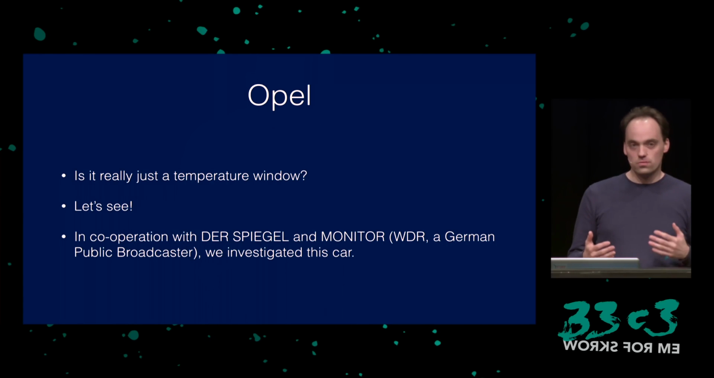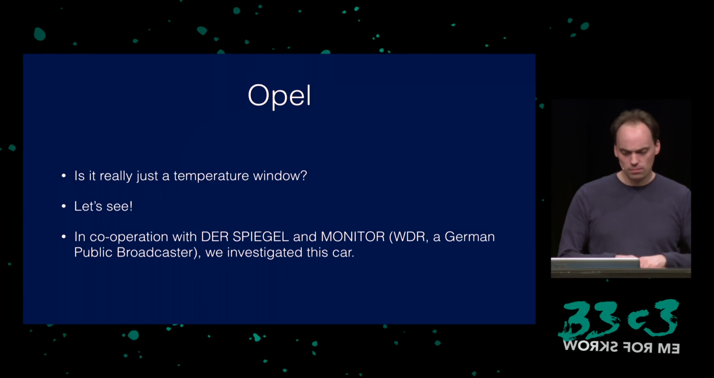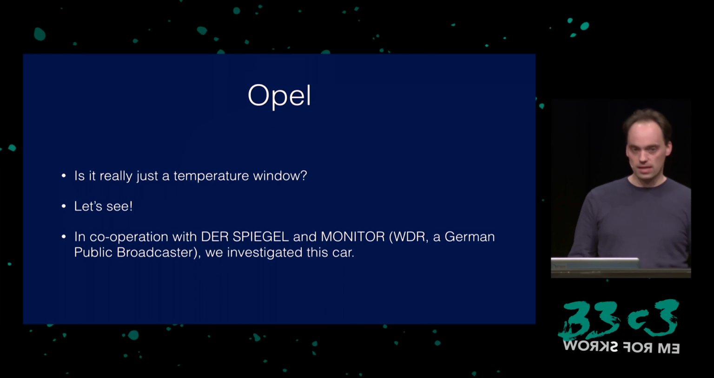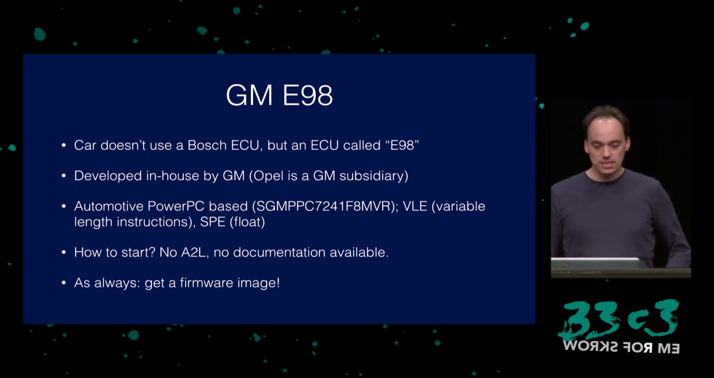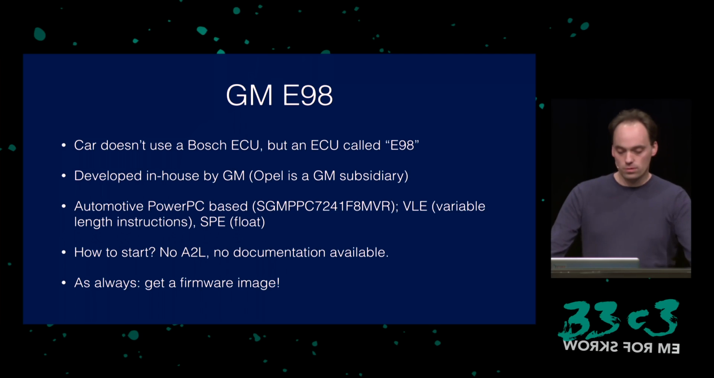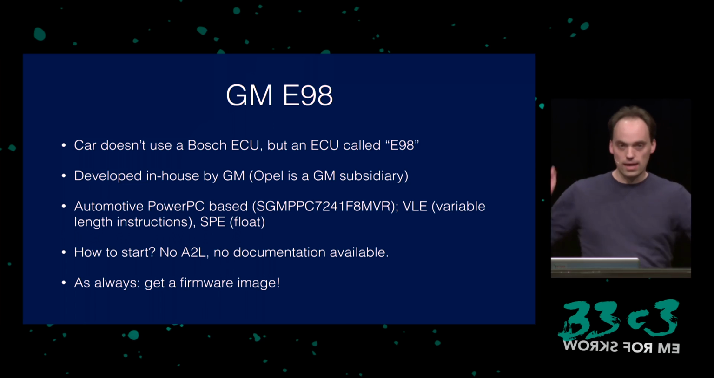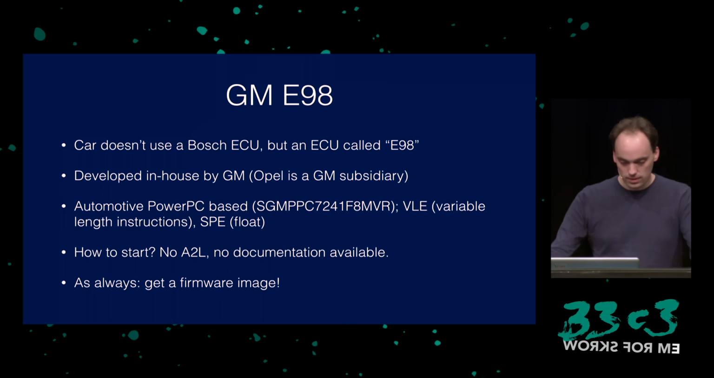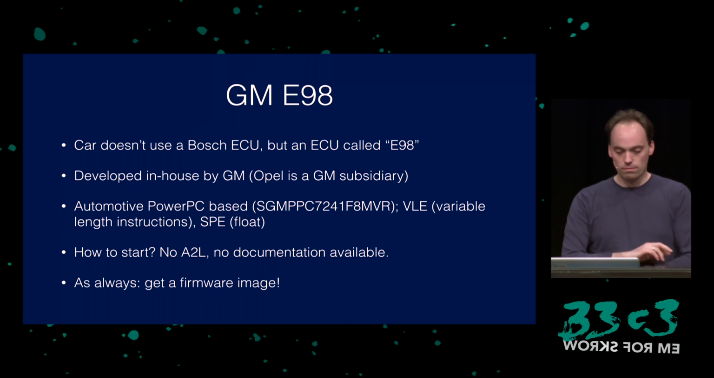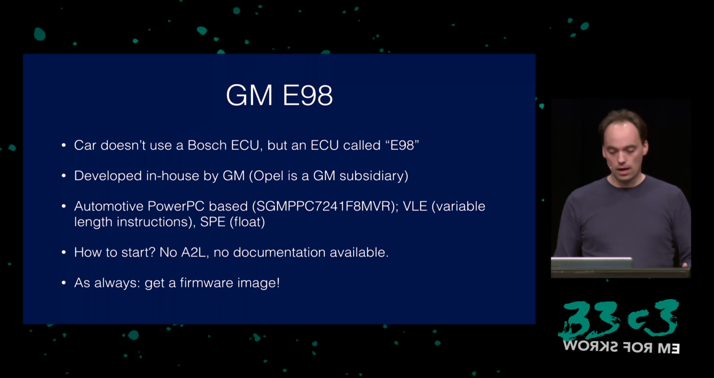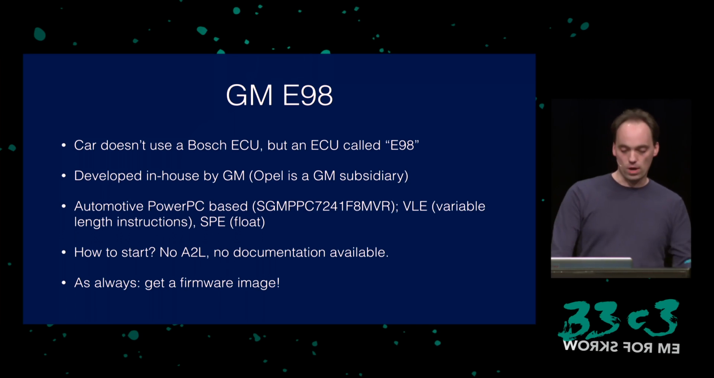Okay, so our question was, is it really just the temperature window? So we got a car and investigated. The ECU in that car is a General Motors ECU that's developed in-house. Opel is a GM daughter. It uses an automotive PowerPC, that uses a somewhat obscure variable length instruction extension to PowerPC. So how do we start again? We need a firmware image, right?